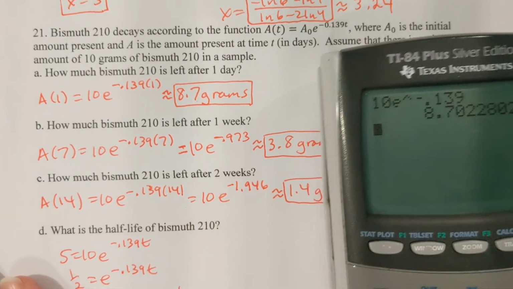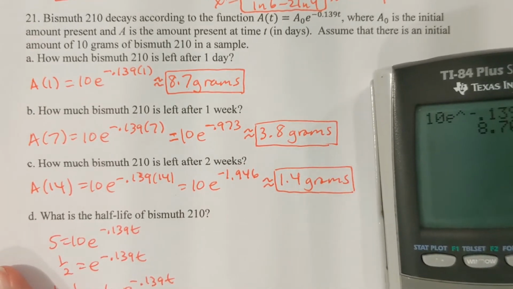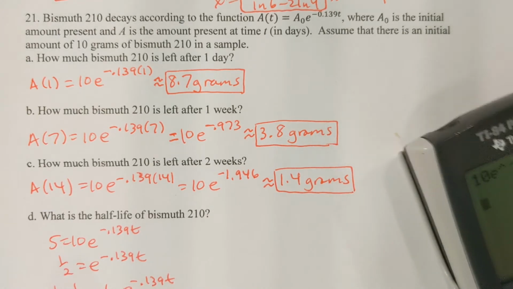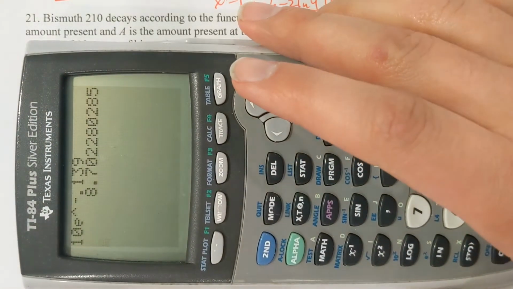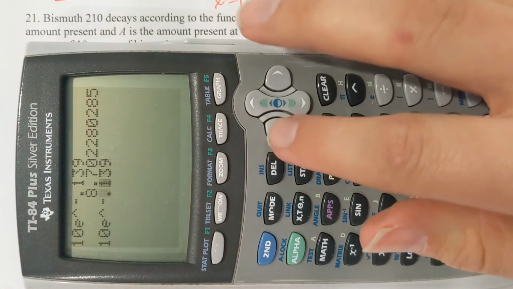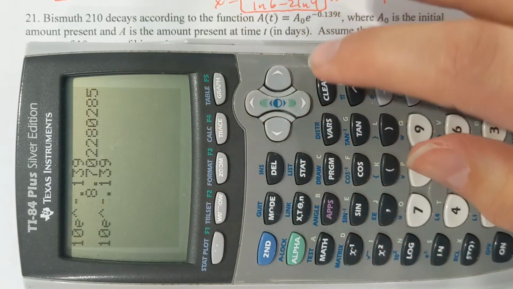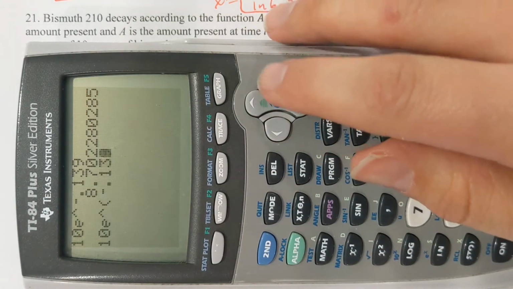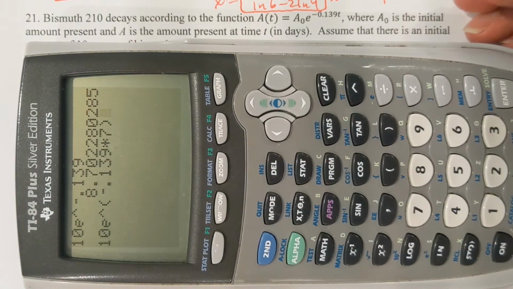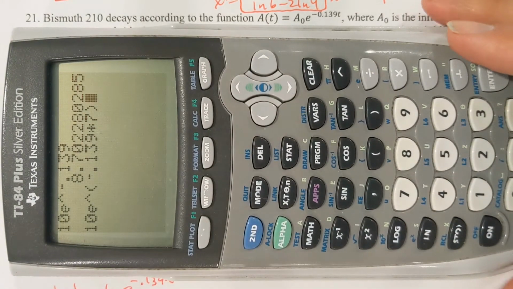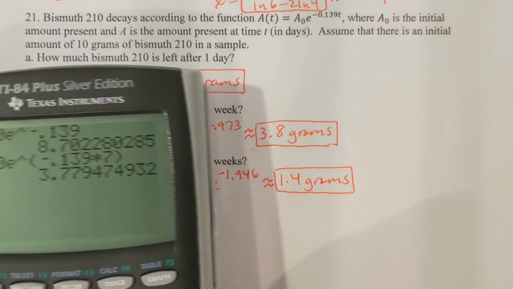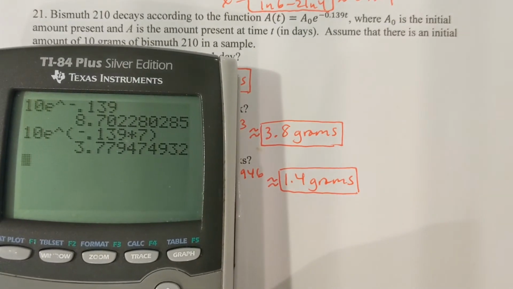Part B, how much is left after 1 week? So same deal, you'll plug in the number, 7 days in a week, right? So let me retype this, and of course I want the exponent to be in parentheses, that entire thing. If you don't have the parentheses there, you're not going to get the right answer if you're typing in the whole thing all at once. Okay, so t is 7, and it looks like 3.8 grams are going to remain after 1 week.